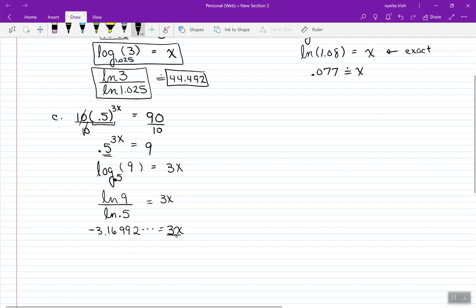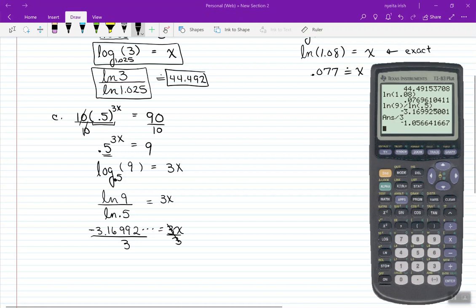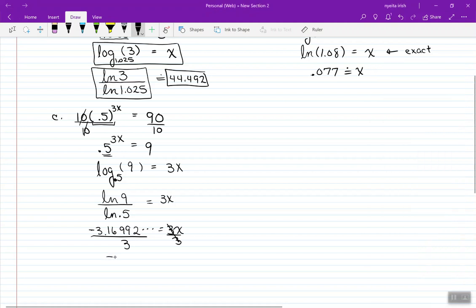And then solve for x, so I would divide that by 3. Now the reason for leaving it on my calculator is because all I have to do is say divided by. It's going to take that answer from above and divide by 3. So the approximation is negative 1.057 because I have to round up. That's my approximation.